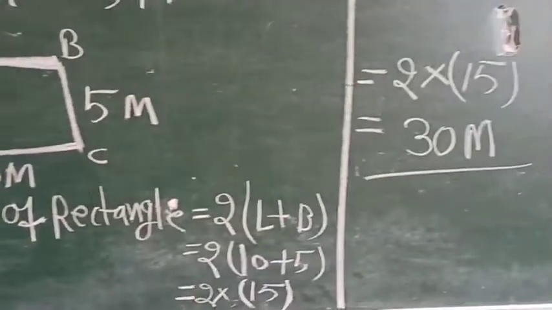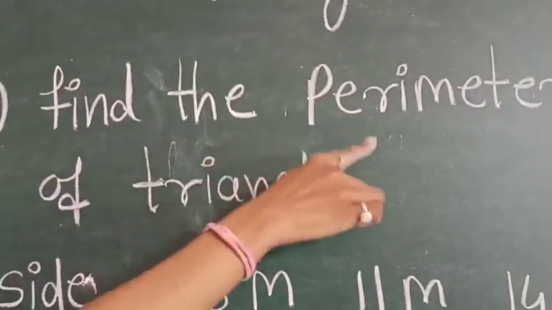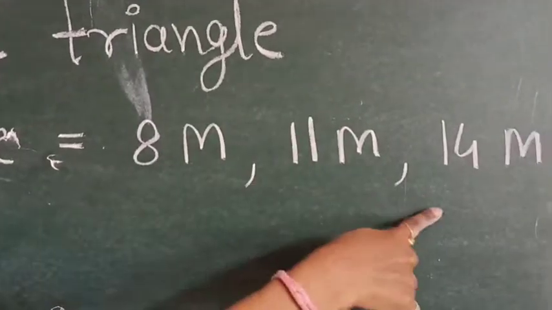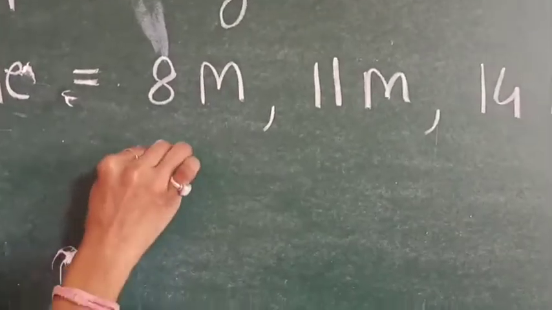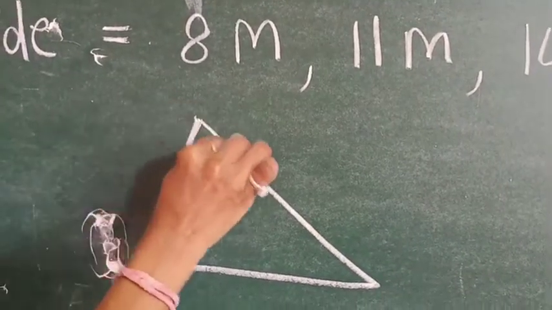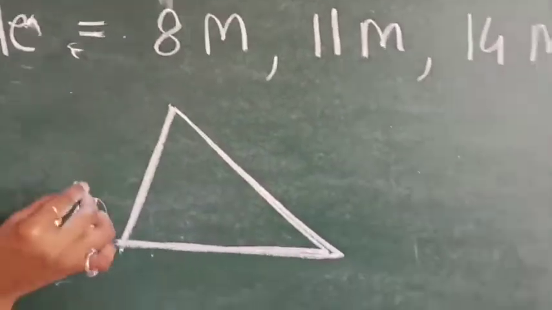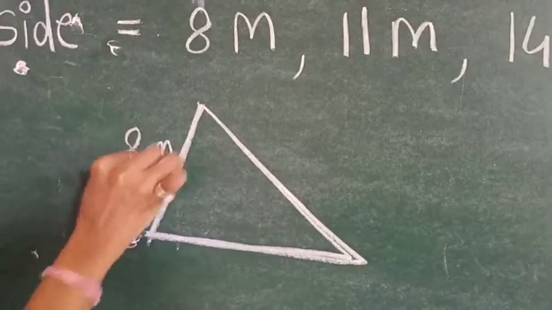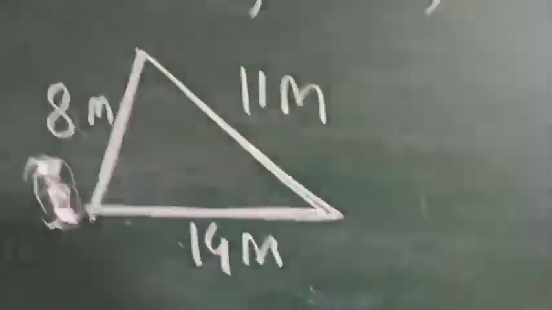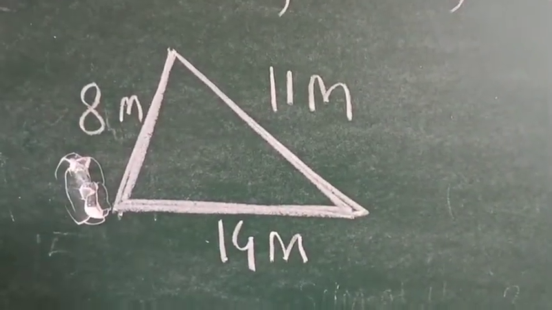After this, we will come to the triangle. The problem is, find the perimeter of a triangle. Here you can see you have 3 sides. In a triangle, you have 3 sides. It is not compulsory that you have equal sides in a triangle. You can have different sides also. So this is 8 meter, this is 11 meter and this is 14. You can see. Okay. Now we will start.